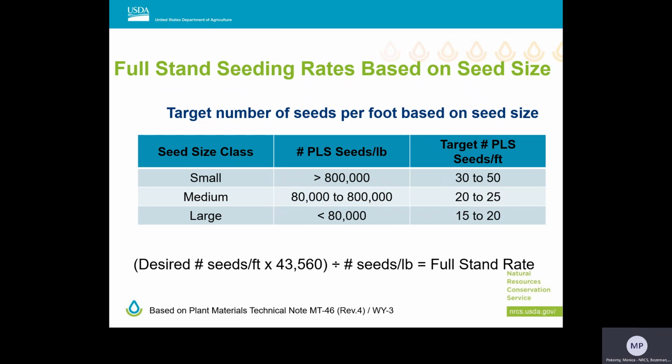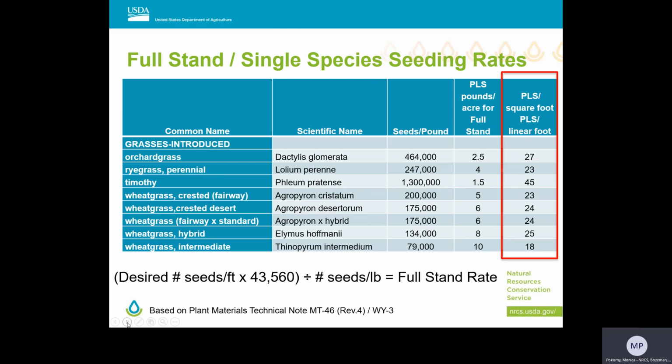So if you don't have the full stand recommended rate from the plant materials information for a species, you can easily calculate it by taking the desired number of seeds per foot times the number of square feet in an acre and divide that by the number of seeds per pound for that species, and you can get the full stand rate. And we'll work through a couple examples of that.